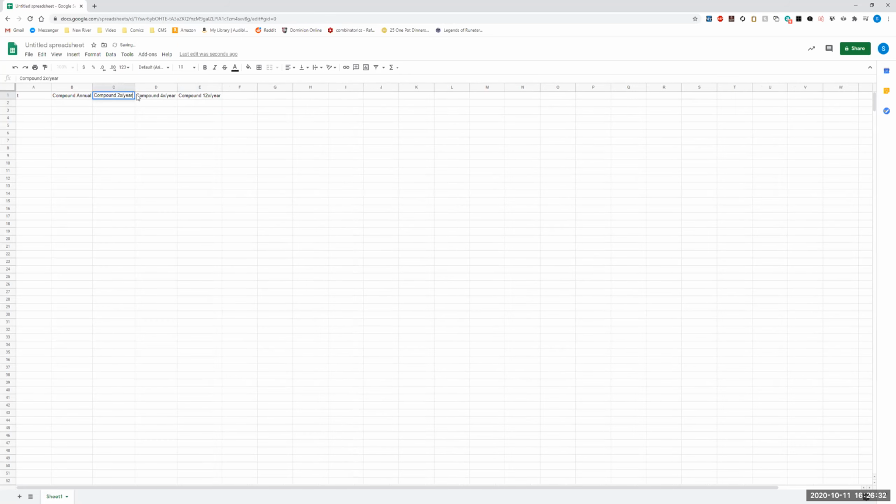And there's terms for each of these. So twice a year will end up being semi-annually. 4 times a year, we would say quarterly. And 12 times a year, we would say monthly.